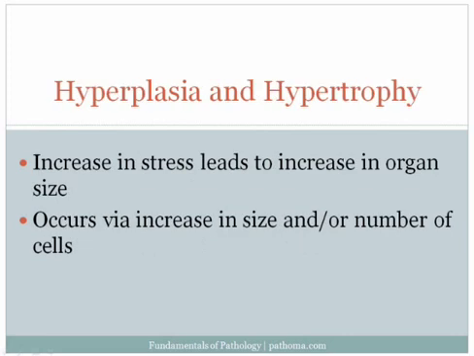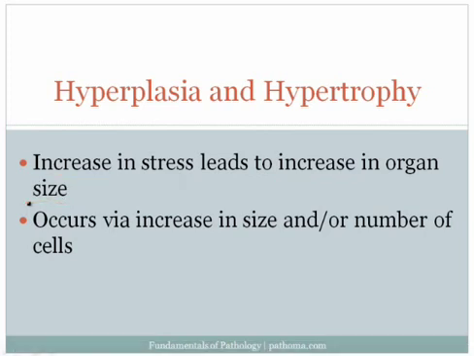Now, the first of the growth adaptations is hyperplasia and hypertrophy. The idea here is that if there's an increase in stress on an organ, this will then lead to an increase in organ size. Basically, if the organ has to do more work, the organ will become bigger in order to do that excess work. Now, how will the organ become bigger?